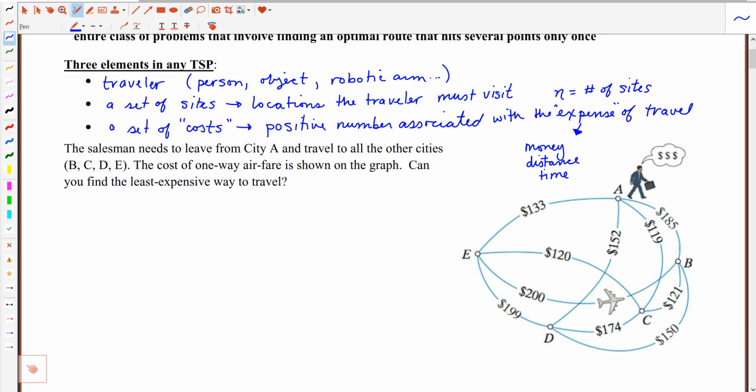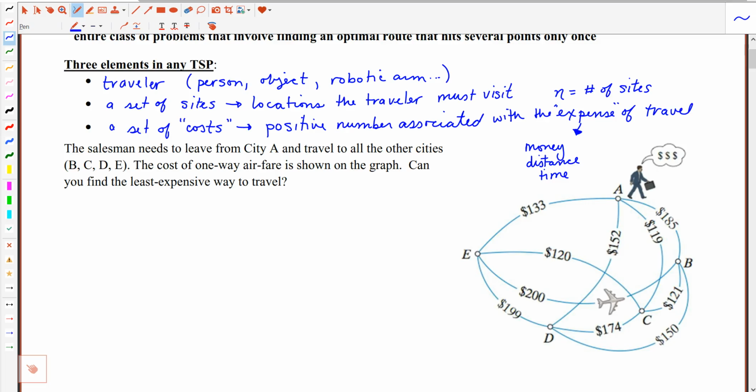So we have a salesman that needs to leave from city A and travel to cities B, C, D, and E. And the cost of one-way airfare is shown on the graph. So a question that's going to be posed to us is, can we find the least expensive way to travel? I would encourage you to take a moment and actually try to solve this problem, just using your intuition and looking at the numbers in the graph.